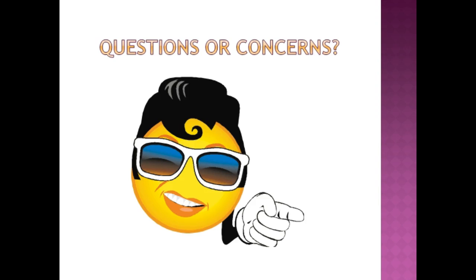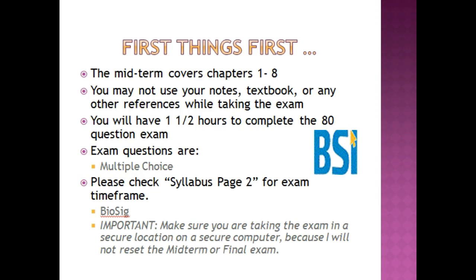Otherwise, make sure to check out syllabus page 2. It lets you know when the exam opens and when it closes. Just a few reminders on that as well, but don't forget that the midterm covers chapters 1 through 8. You'll have an hour and a half to take the 80-question exam. It is multiple choice, and don't forget that you will have to verify your identity using BioSig by clicking on that little icon in the exams area of the course, verifying your identity, and then moving straight into the midterm exam after that. You can't verify your identity and come back to it later, so make sure you're doing it all at once. The exam is timed. It's not something you can save and come back to later. It has to be completed all at one time.